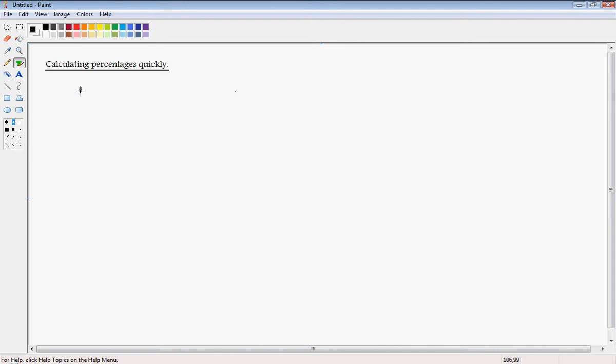Supposing I have £40 in my wallet. If I were to give you 100% of the money in my wallet, you would get all of it. If I were to give you 50% of the money in my wallet, so if I've got £40 and I were to give you 50%, you would get half. You would get £20.